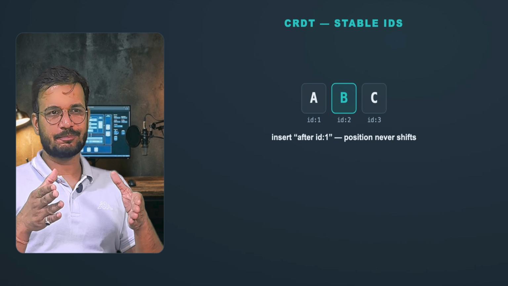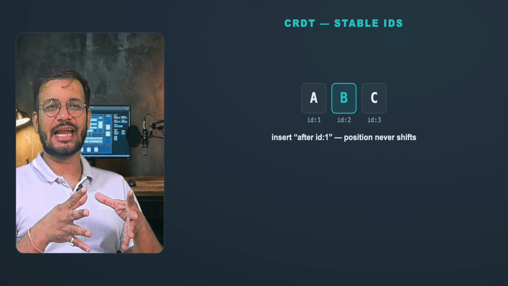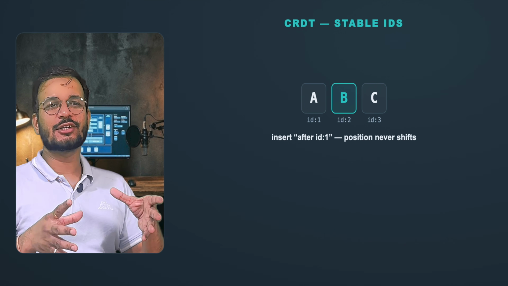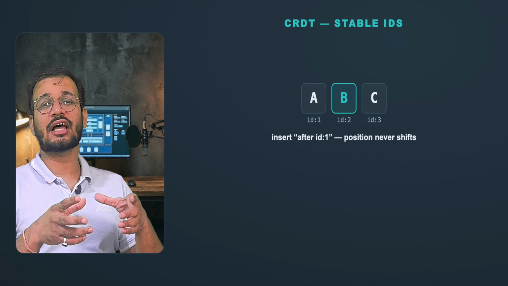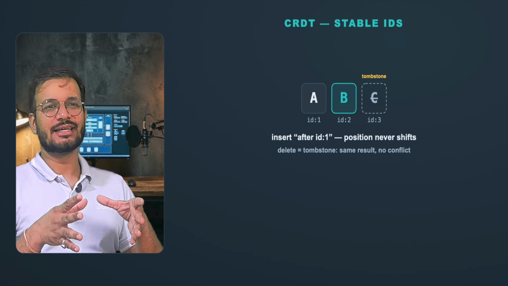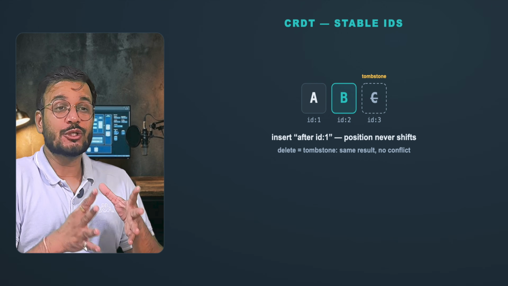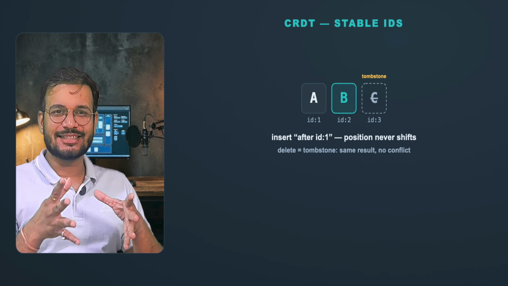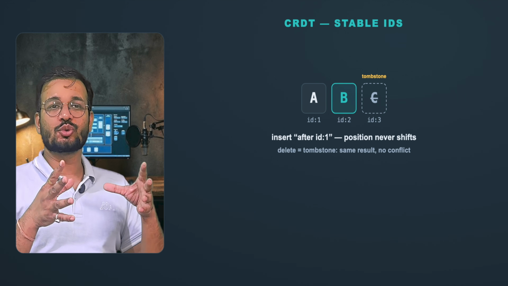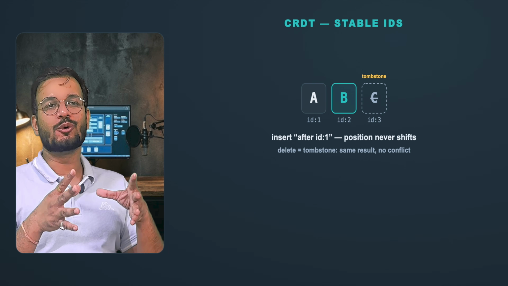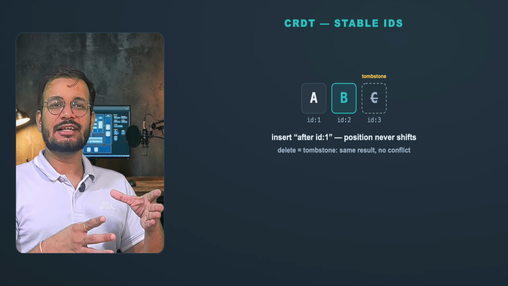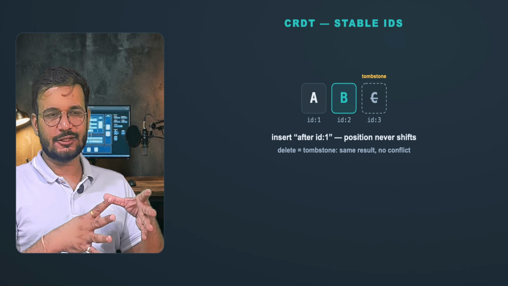Now, in a CRDT, every character has a unique ID that never changes, even if the characters before it are inserted or deleted. Instead of inserting at position 3, you say insert after the character with ID X42. The position of X42 doesn't matter. It's a stable anchor. Deletion works with tombstones. You do not actually remove a character, you mark it as deleted. When two clients both delete the same character, both operations say mark X42 as deleted. The result is the same. X42 is deleted, so there is no conflict.